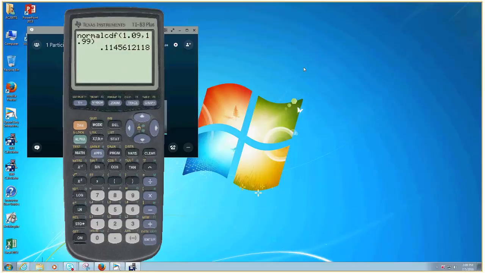Now, what if I wanted to find an area and they gave me a z-score, or they gave me an area and I want to find the z-score? Then you hit second, VARS, inverse norm. Somebody give me a percent.